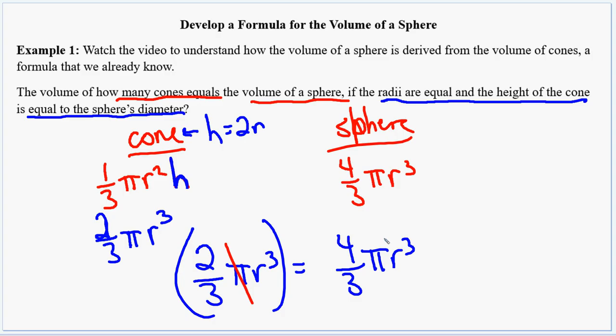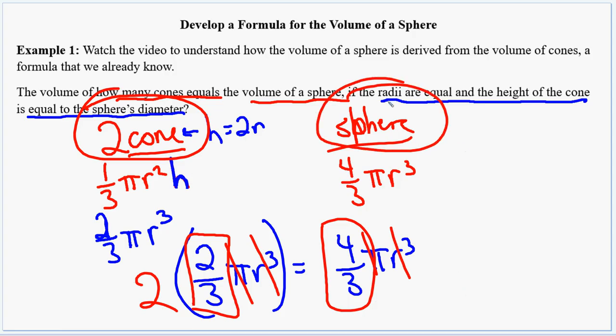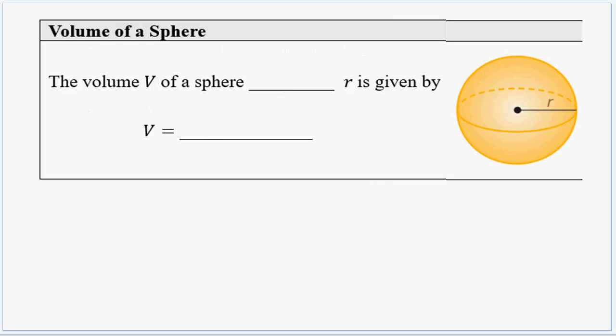Well, the pi's are the same and the r cubes are the same. So what would I multiply 2/3 by to get 4/3? Well, that would be 2. So we can get 2 cones from one sphere as long as the radii are equal and the height of the cone is equal to the sphere's diameter. All right, so now volume of a sphere. We are missing a word here. The volume of a sphere with radius r.